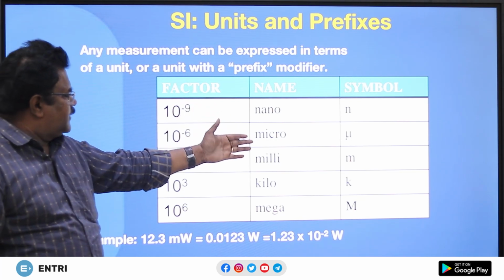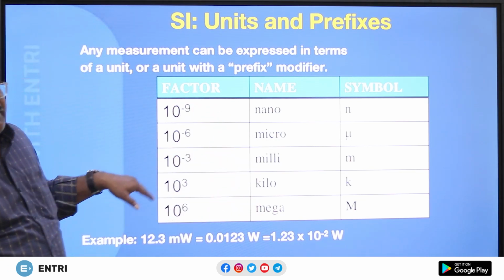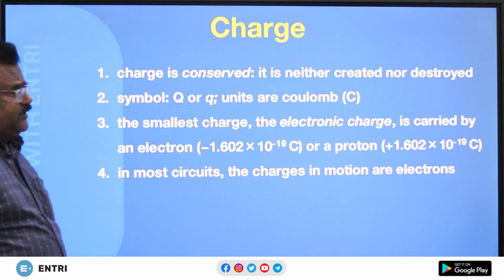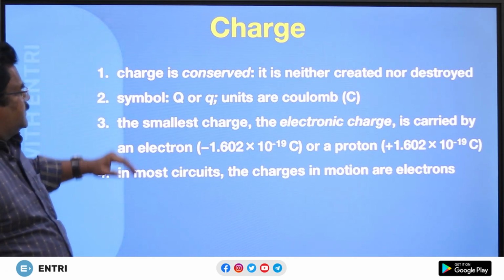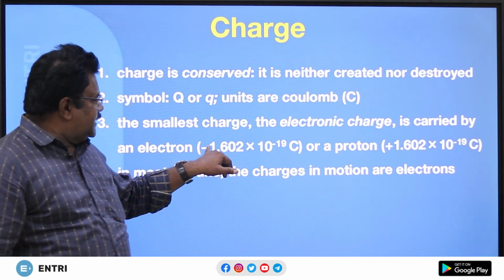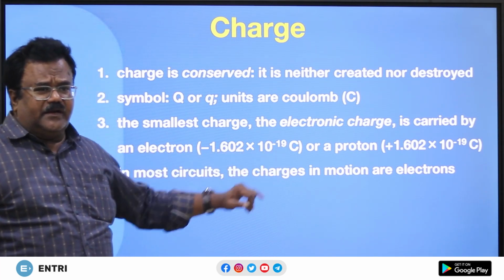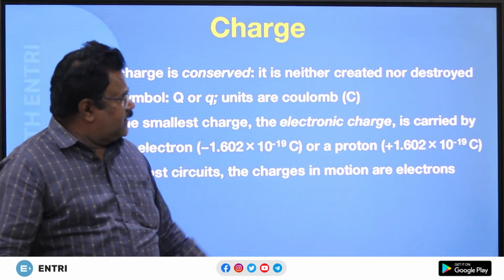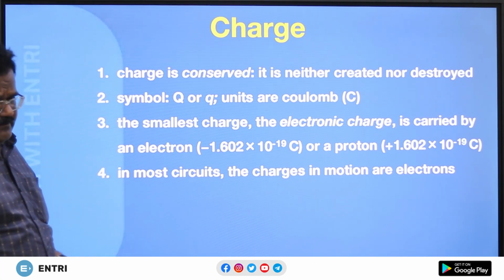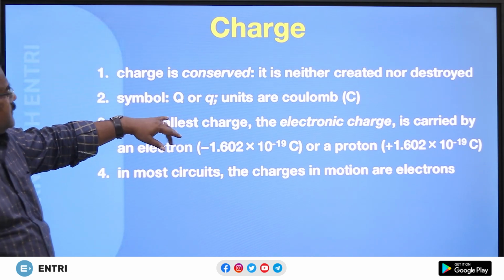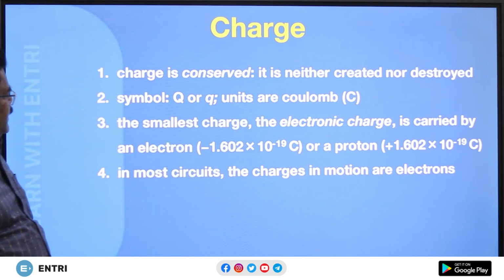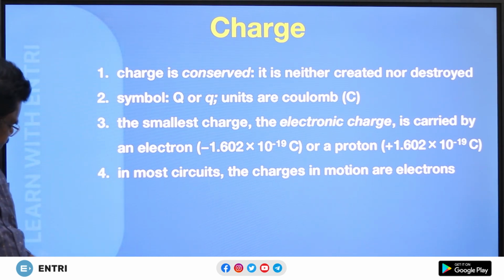Generally, you know nano, micro, milli, kilo and mega. We will go maximum up to this level for our resistors or inductors or even capacitors. Charge: you people know very well an electron has a negative charge of minus 1.6 into 10 power of minus 19 coulombs, and a proton has 1.6 into 10 power minus 19 coulombs. You know the charge unit is coulombs. You people know this very well from your fundamental basics.